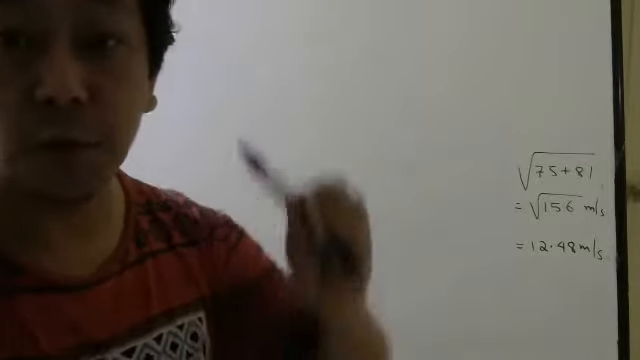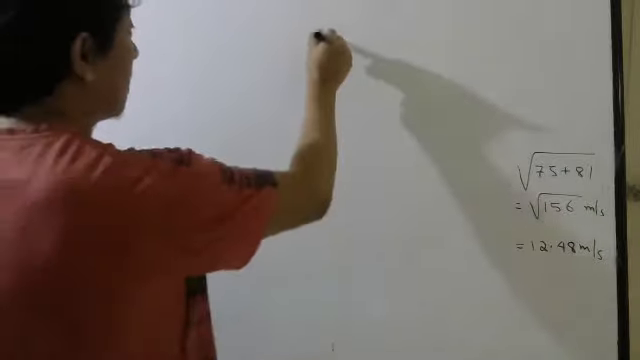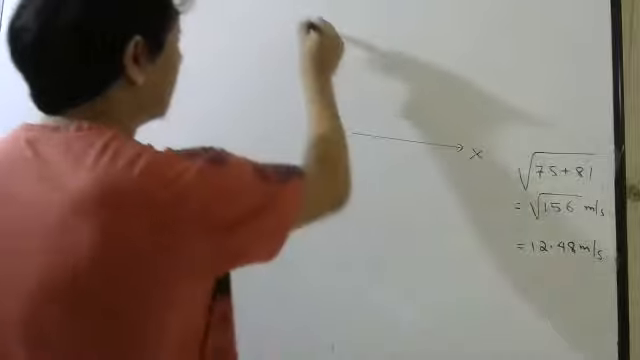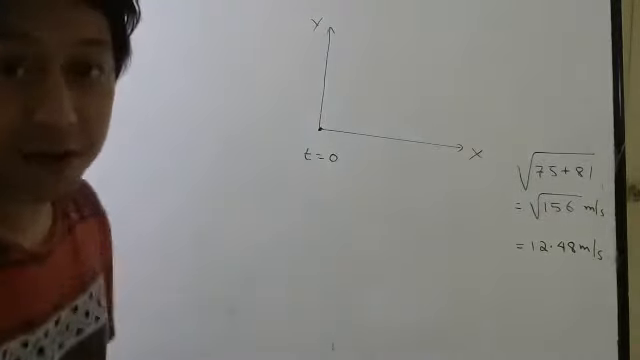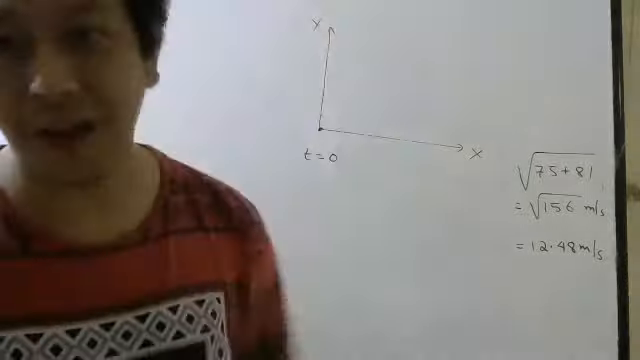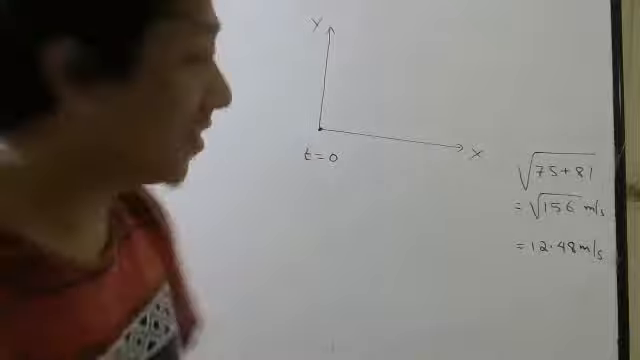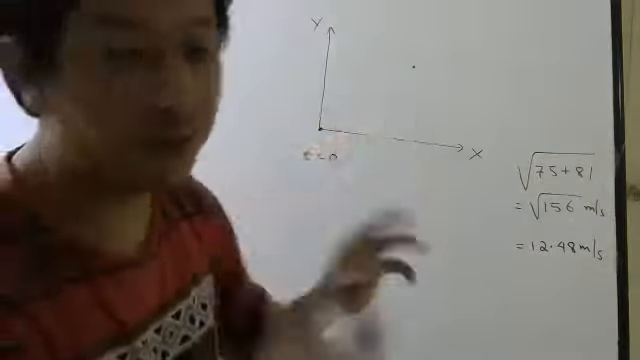Now the third part of the question is, where is the particle? The particle started from the origin. So at time 0 it is here. Now after 2 seconds, where it is we have to tell. Where it is means coordinates we have to give. I don't know where it is, so let us assume it is there.